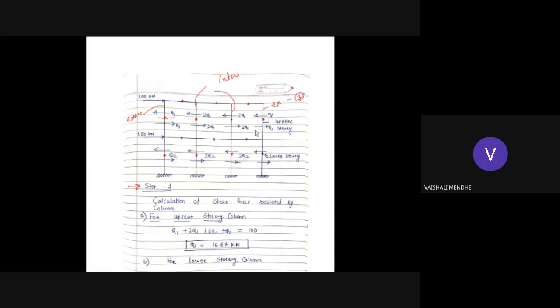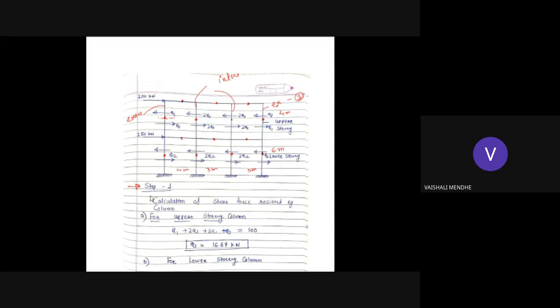How much is this height given? This height is given here, this height is 4 meter, and this is 6 meter. And the distance between these is given: this is 4 meter, 3 meter, and 3 meter. Okay, so this is given.